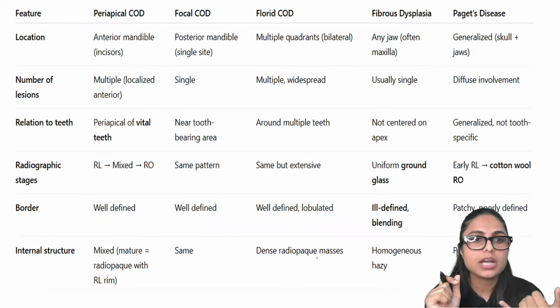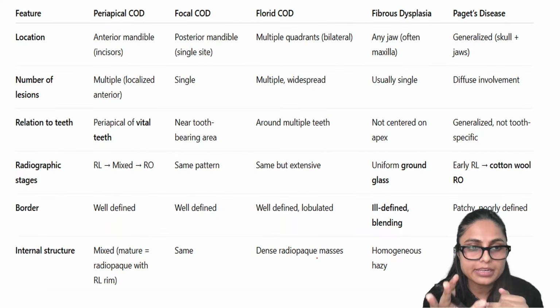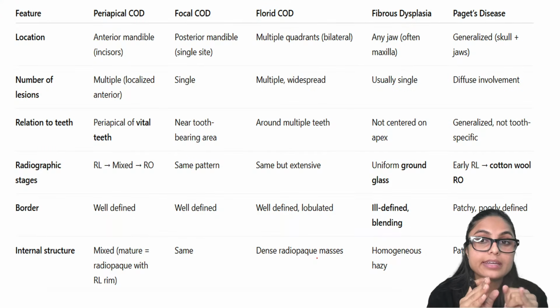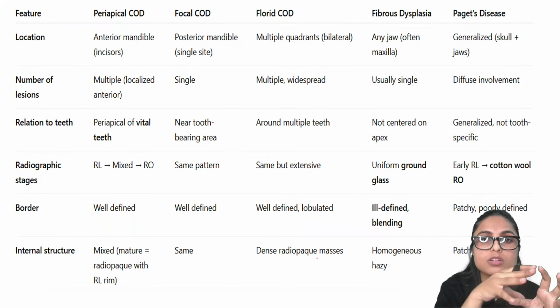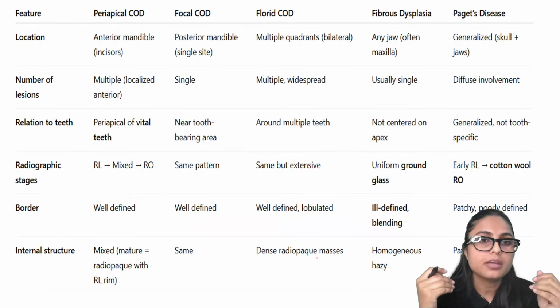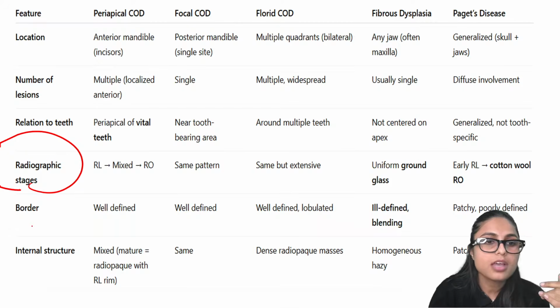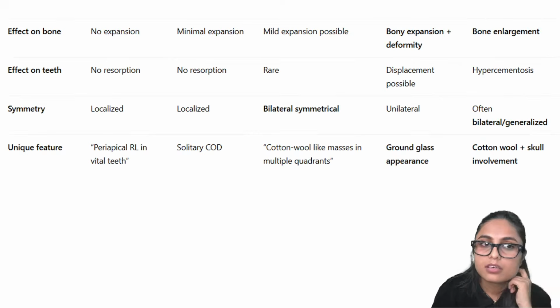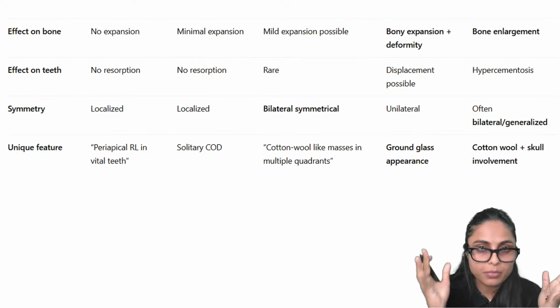Now, again, we are going with the location of the entity, then whether it is single or multiple or diffuse, involving the whole jaw. Then relation to the tooth, internal structure, border or the periphery of it, then effect on bone, effect on teeth, symmetry, and the unique feature that you need to remember for your exam.